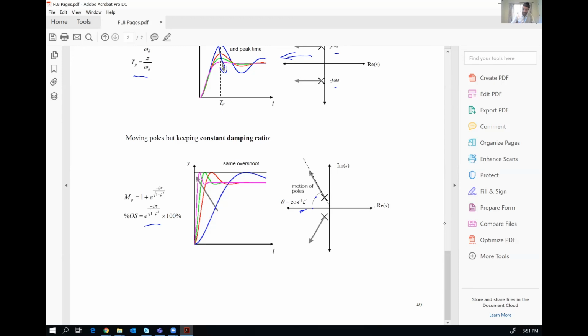However, if I go further from the origin, both the real part as well as the imaginary part are increasing. Therefore, both the settling time as well as the peak time are decreasing. So you can see in this case that if I go further away from the imaginary axis, the curves are going to shift in the direction shown by the arrow over here.